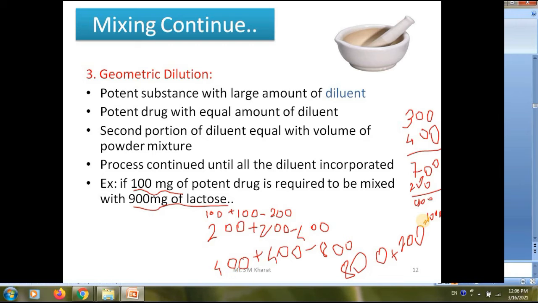So in this fashion you have to do the mixing. So at the end I found that my 100 mg of potent drug is equally and evenly distributed in 900 mg of lactose.